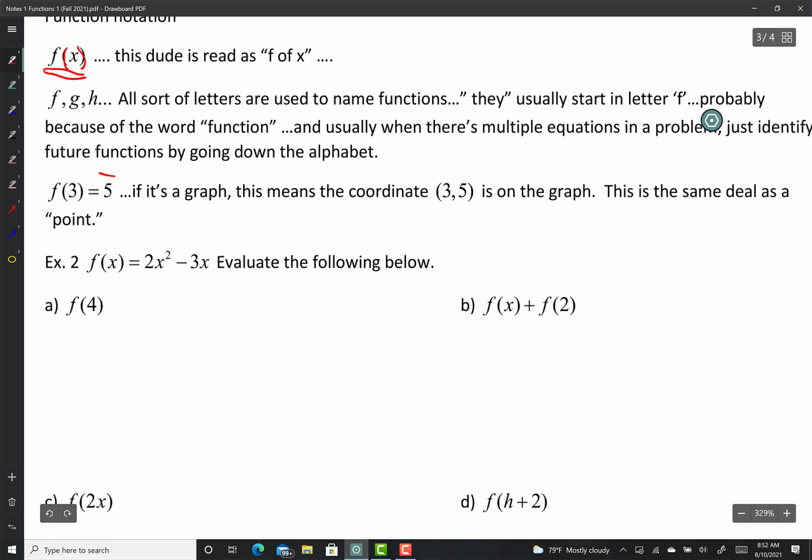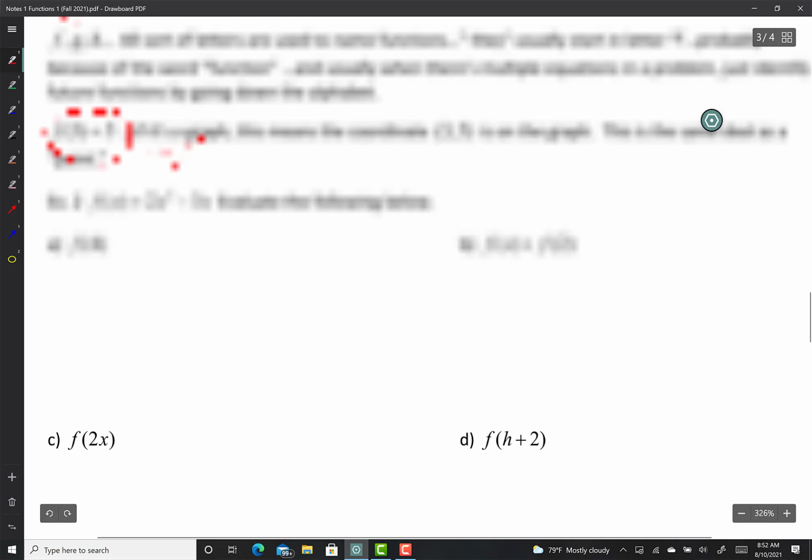So f of 3 equals 5. Make sure you know that just means a point, guys. That means when the x-coordinate is 3, the y-coordinate is 5, and I think everyone knows that. So yeah, pretty basic. I don't see any issues there.